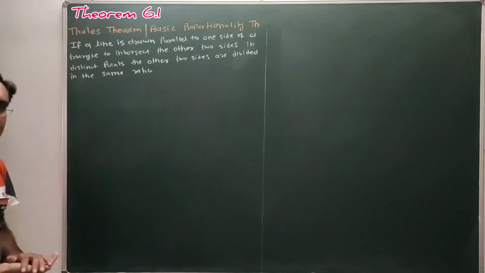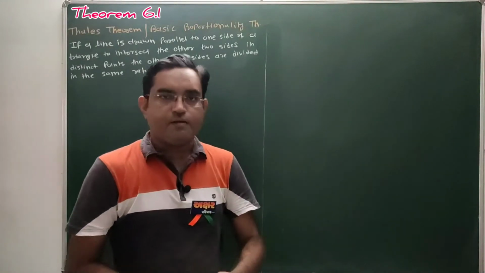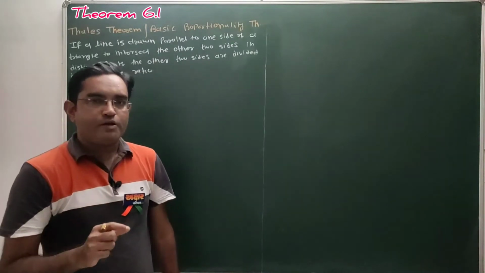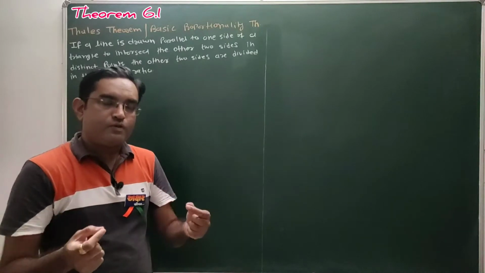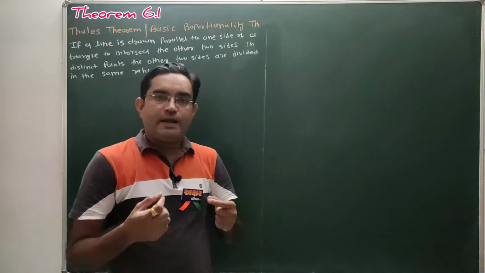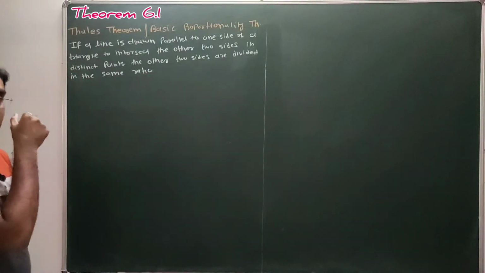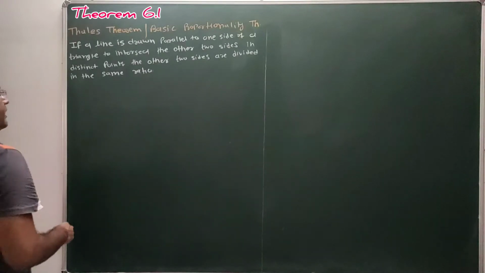So the statement is: Thales theorem, basic proportionality theorem says that if a line is drawn parallel to one side of a triangle and intersects the other two sides at two distinct points, then those two sides of the triangle will be divided in the same ratio. That is the statement. So a line is drawn parallel to one side of a triangle.